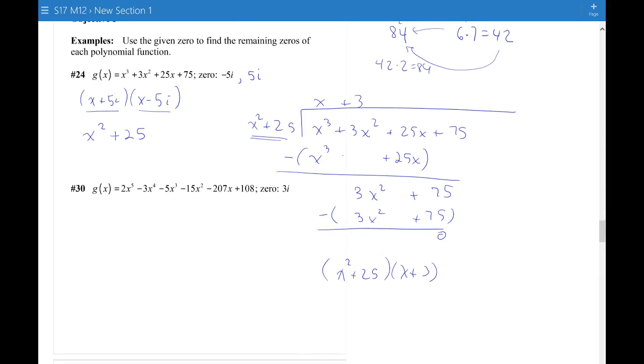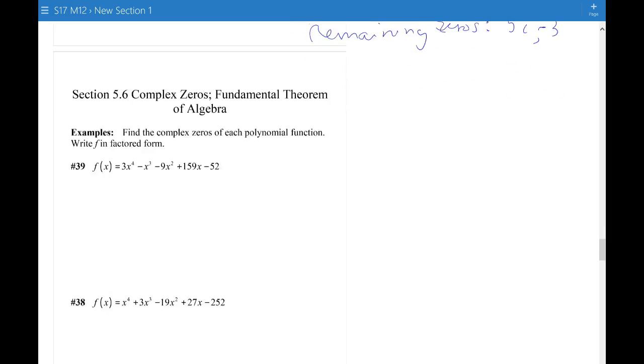And this is how you could write g of x. So you can see that the other 0 is x equals negative 3. So the remaining zeros, make sure you answer the question. The remaining zeros are 5i and negative 3. Okay, and we'll do number 30 together in class.